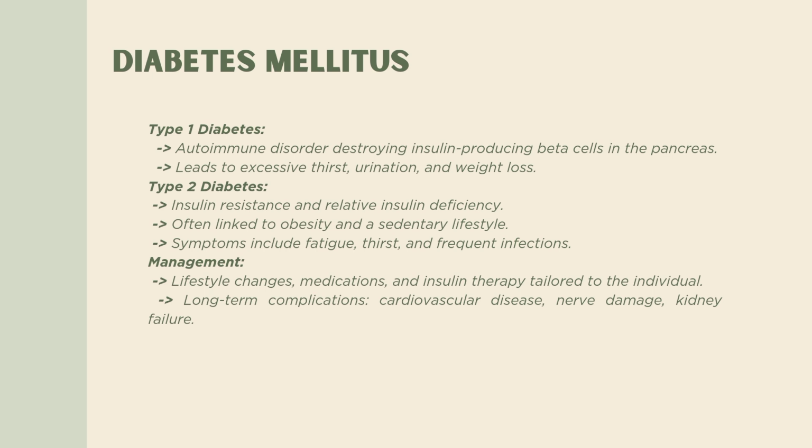Type 2 diabetes, on the other hand, involves insulin resistance and relative insulin deficiency, often linked to obesity and a sedentary lifestyle. Symptoms develop gradually and include fatigue, increased thirst, and frequent infections. Both types can lead to long-term complications such as cardiovascular disease, nerve damage, and kidney failure if not managed effectively. Management typically includes lifestyle changes, medications, and insulin therapy tailored to the individual.